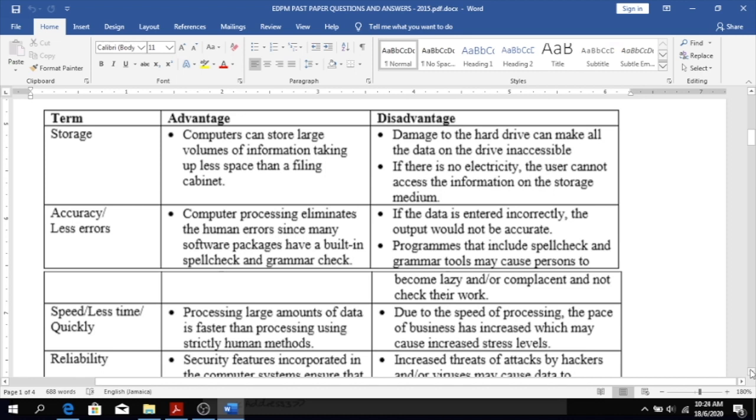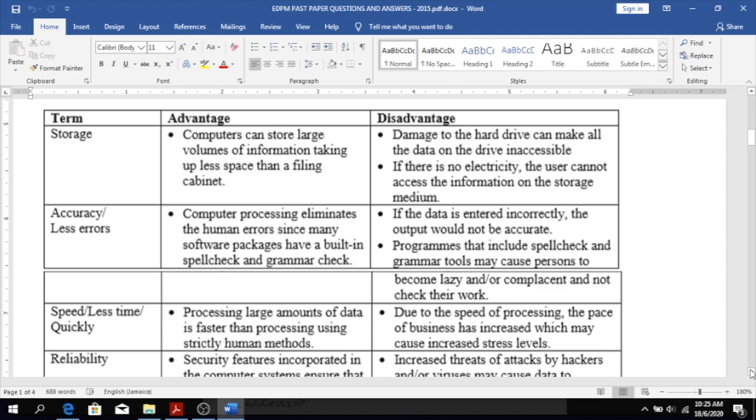Less time, and it's done quickly. Advantage: processing large amounts of data is faster than processing using strictly human methods. If you use a system to process your data, of course, it will process it faster than you, the human who is doing it. So if you're writing a letter to mail to, say, 100 people, you're going to be writing 100 letters, as opposed to the system, where you can use mail merge to produce those 100 letters. You write one letter and send it to the 100 recipients, right? Very good.